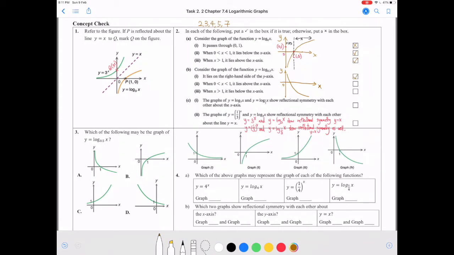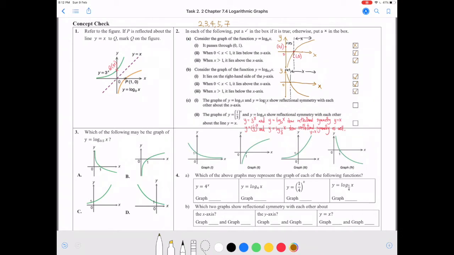When x is in between 0 and 1, does it lie above the x-axis? First let me draw a vertical line to separate that. X is in between 0 and 1, so here. In this case, the graph lies above the x-axis, correct? When x is bigger than 1, in this case, the graph will lie below the x-axis, correct?